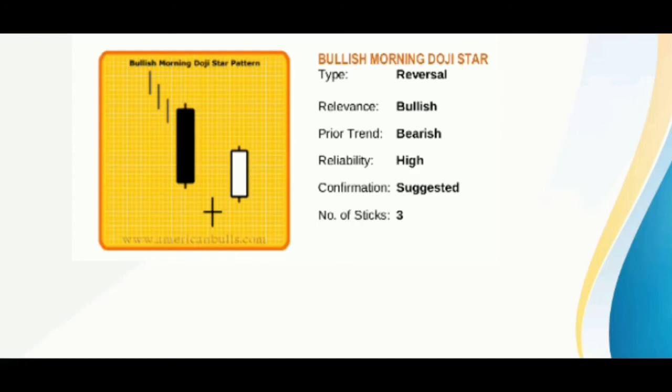It is composed of a long black candlestick followed by a doji, which characteristically gaps down to form a doji star. Then we have a third white candlestick whose close penetrates into the first session's black real body. This is a meaningful bottom pattern.